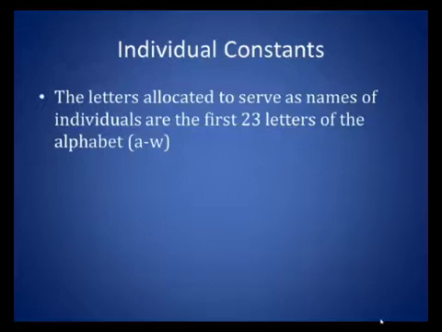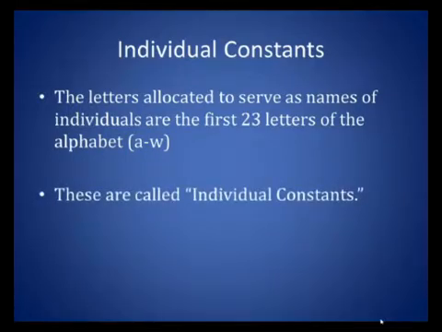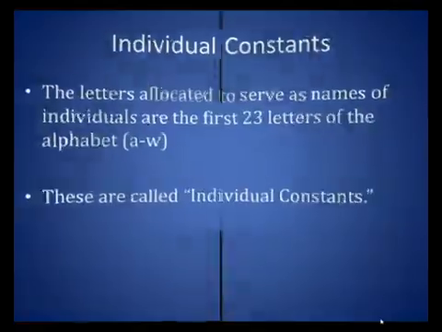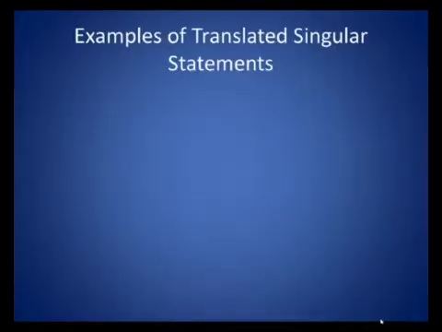Don't be concerned if at this moment you're kind of cloudy as to what's going on. I will show you examples before it's over. I just want to make sure first that we get some of the terminology down. So predicate symbols are capital letters A through Z, and individual constants are the lowercase letters a through w. Again, these are called individual constants. So let's look at some examples of translated singular statements.